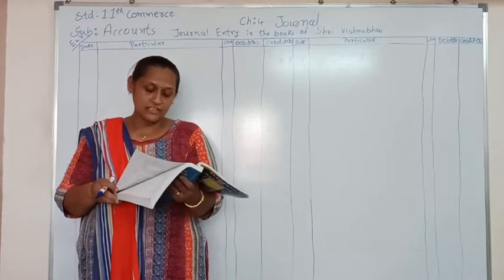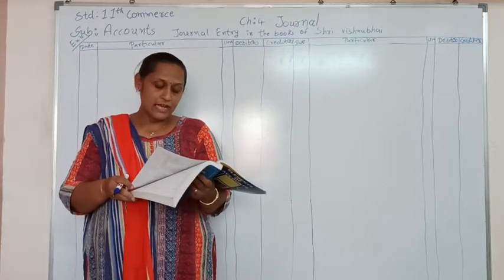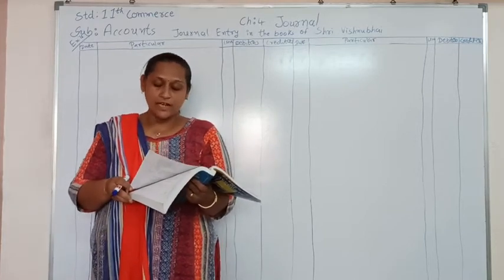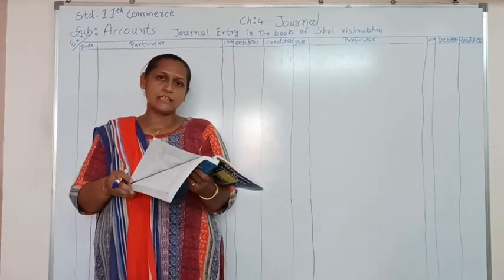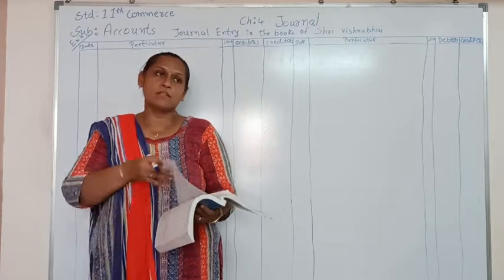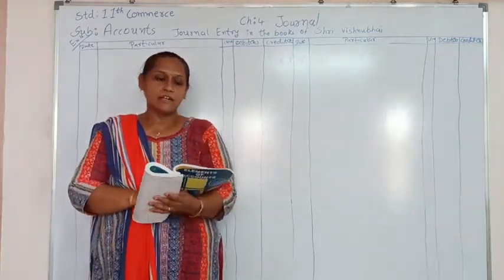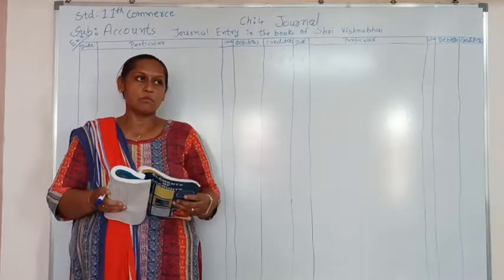CGST and SGST are 6% each on goods, and IGST is 12%. On services, CGST and SGST are 2.5% each, and IGST is 5%. So these are the applicable GST rates. Now let's see transaction number 1.